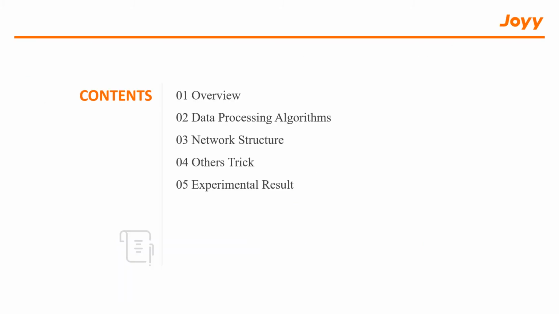The main content of the introduction includes the following 5 parts: overview, data processing, algorithms, network structure, other tricks, and experimental results.